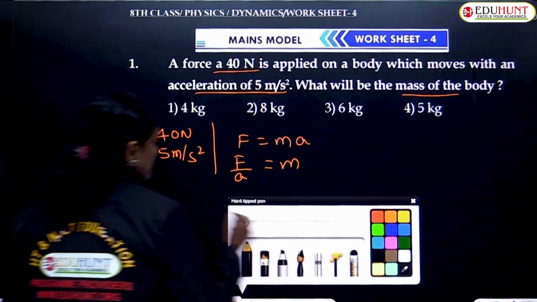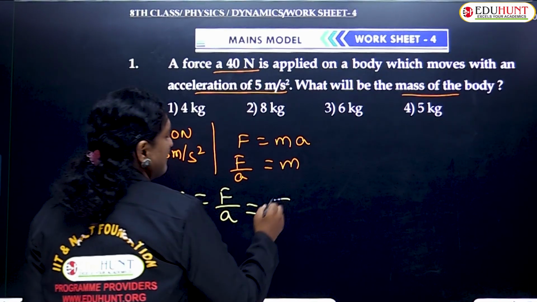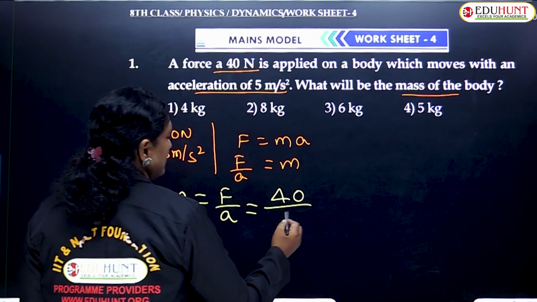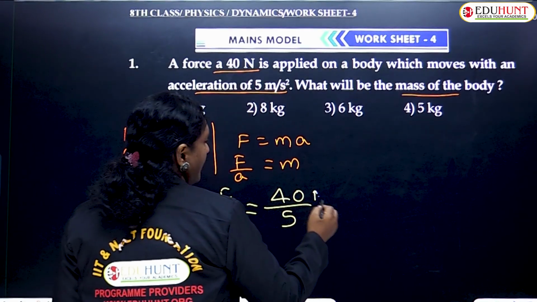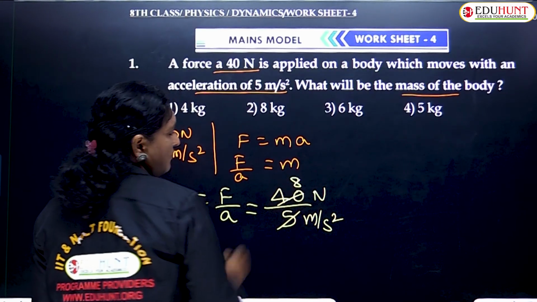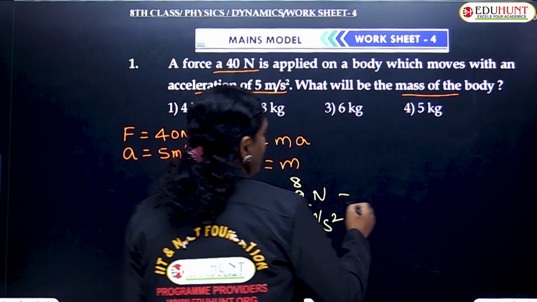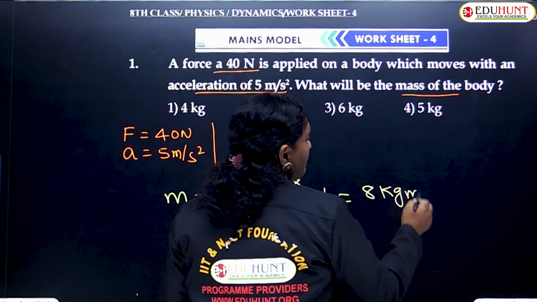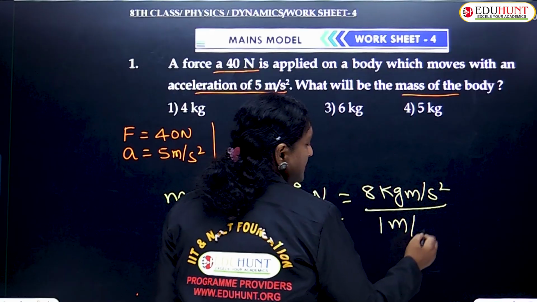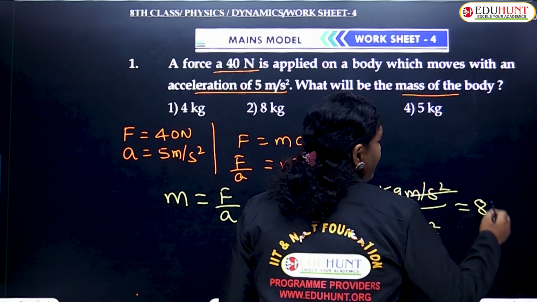So let us try solving this children. The formula for M is equal to F by A. The value of F is given as 40 newtons, and the value of A is given as 5. So 40 Newton upon 5 meter per second square. 5 eights are 40. So you get 8 Newton by meter per second square. Newton can also be written as kg meter per second square. Divided by meter per second square, the same units cancel, hence your answer will be 8 kg.